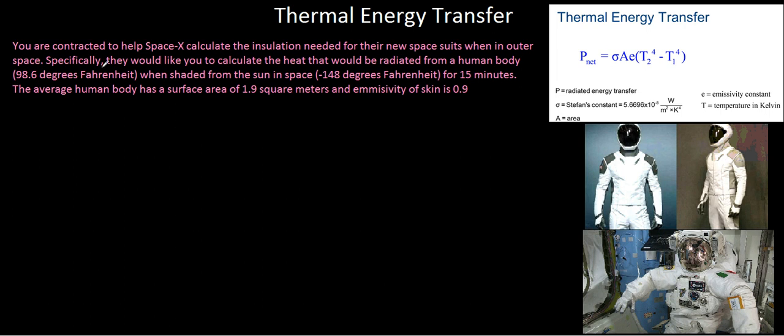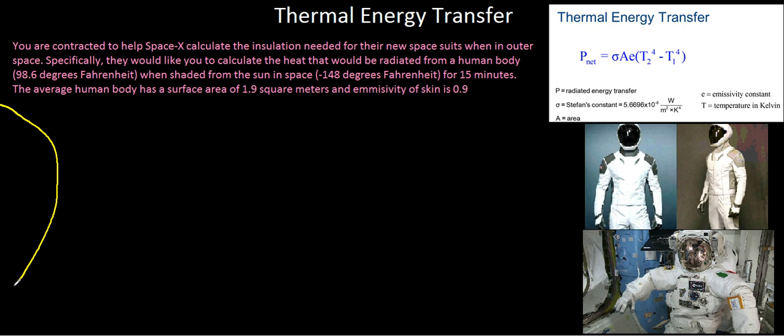And so let's say we're some engineering firm and we're contracted by SpaceX to figure out how much insulation they need for their new spacesuit. Let's say specifically they would like you to calculate the heat that would be radiated from a human body when shaded from the sun in space for 15 minutes. And then they give you the temperatures that we need to know.